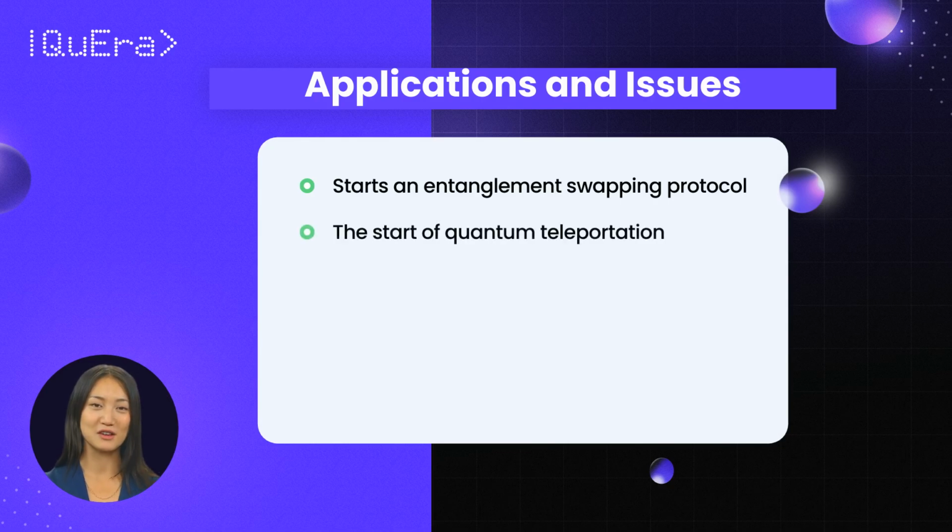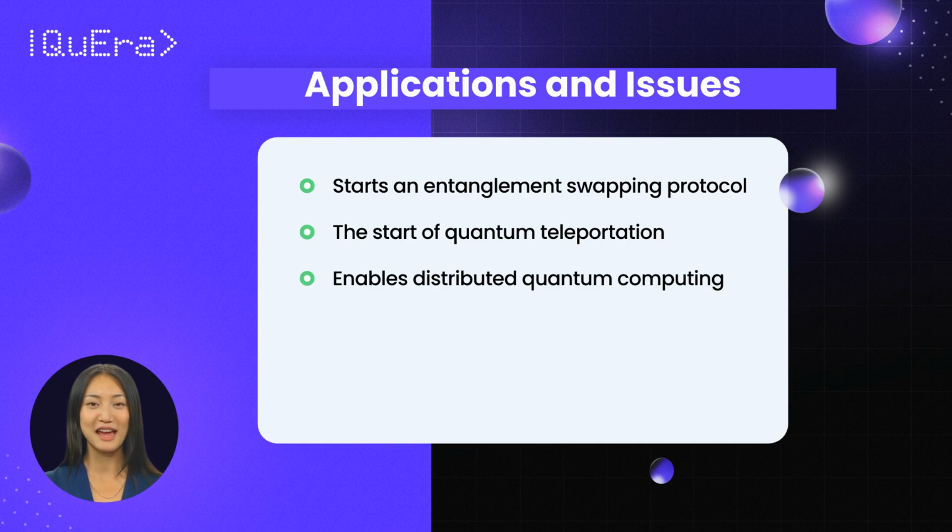A Bell state starts the entanglement swapping protocol, which establishes entanglement over quantum networks. It is also the start of the quantum teleportation protocol, which is used in quantum key distribution over these quantum networks to establish secure communication. Distributed quantum computing can be established the same way, enabling multiple quantum computers to share in the processing of large problems.